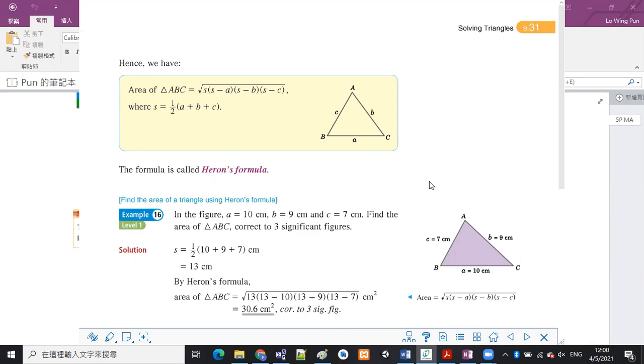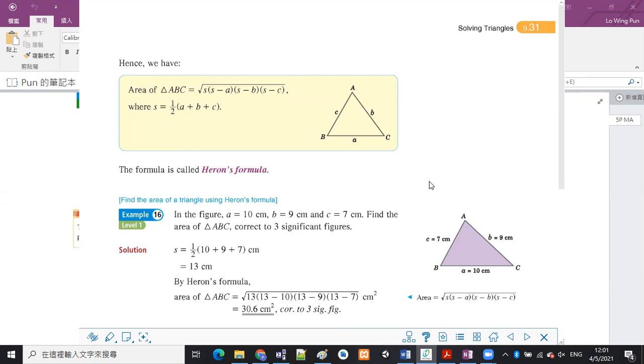Before finding the area of the triangle, we need to find the S first. S is length 1 plus length 2 plus length 3, and then divided by 2. So that's easy, right? We need to calculate a variable S first. Just add all the lengths together and then divide it by 2.